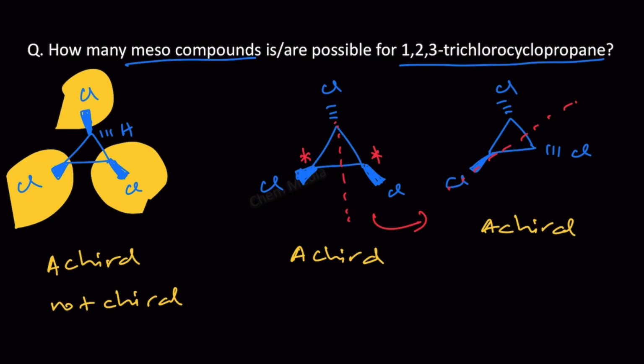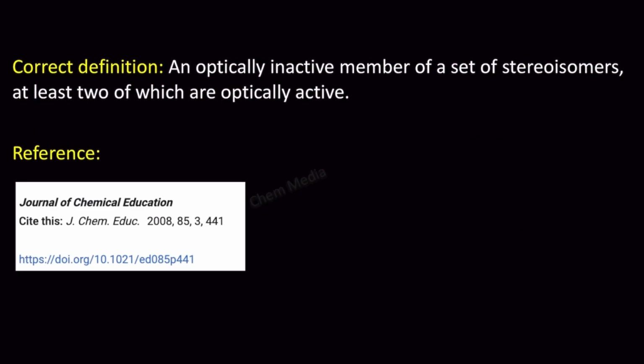So we can say something is a meso provided you have a pair of enantiomers. If we don't have a pair of enantiomers, then we cannot call it meso. If you have 1,2-dichlorocyclopropane, then you will have a pair of enantiomers and one meso compound. So here is the definition from the Journal of Chemical Education: an optically inactive member of a set of stereoisomers, at least 2 of which are optically active.